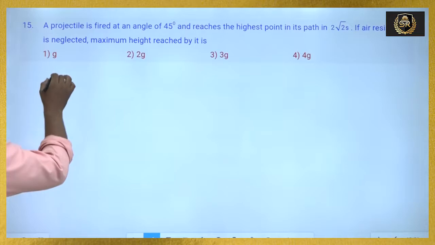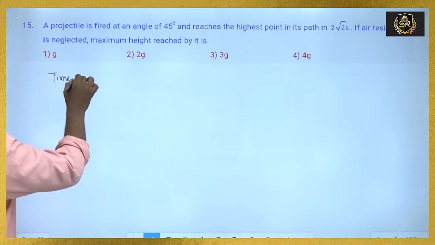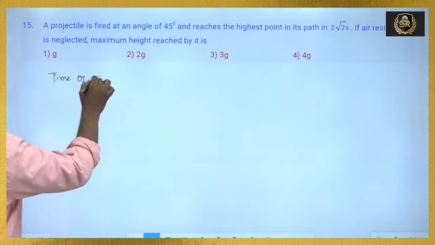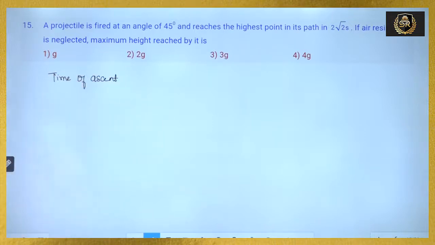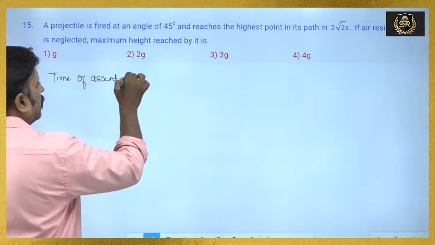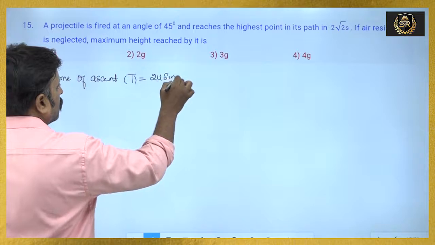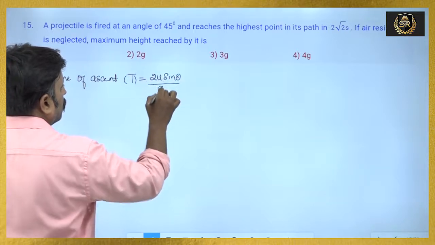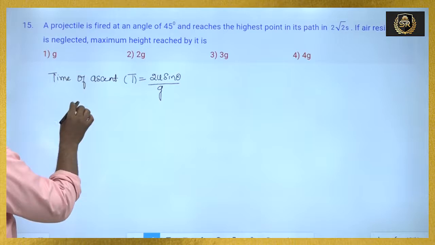It is reaching the highest point now. What is the time taken by the body to reach maximum height? Time of ascent. In case of a projectile, the formula for time of ascent is T is equal to 2u sin theta by g. That is the formula for time of ascent of a projectile. Given the time of ascent, T value is given as 2√2.